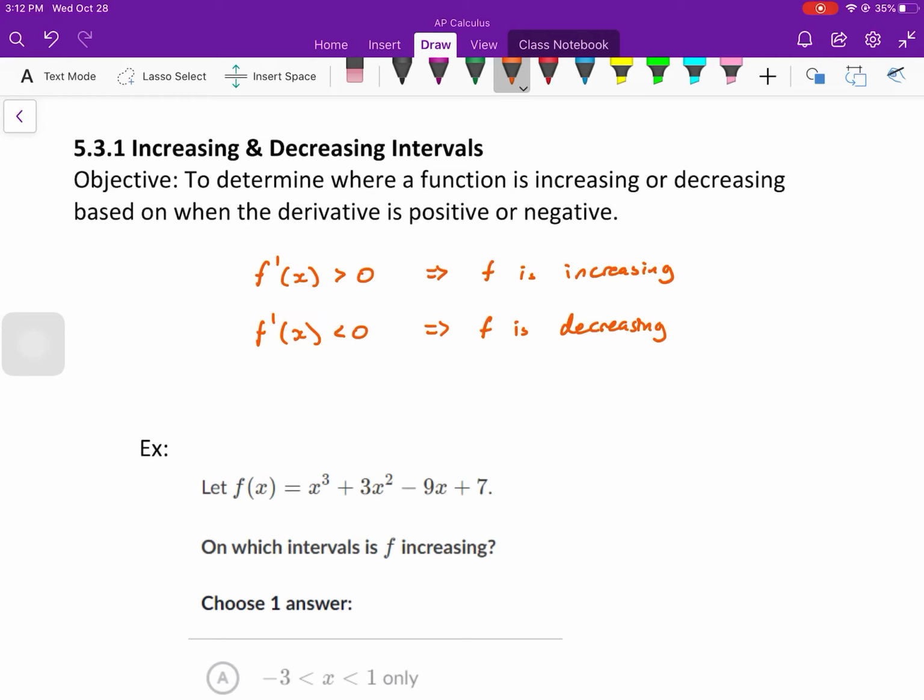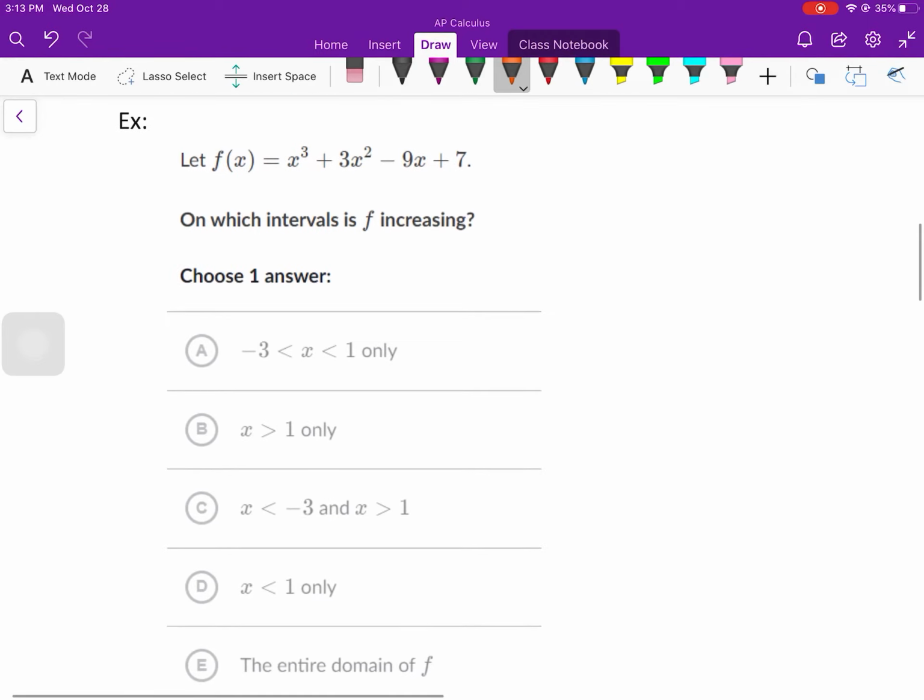So the main thing here is if f prime is positive, then f is increasing. If f prime is negative, then f is decreasing. And remember, we saw this with velocity. When velocity was negative, our function was decreasing. When velocity was positive, our function was increasing. Same idea.